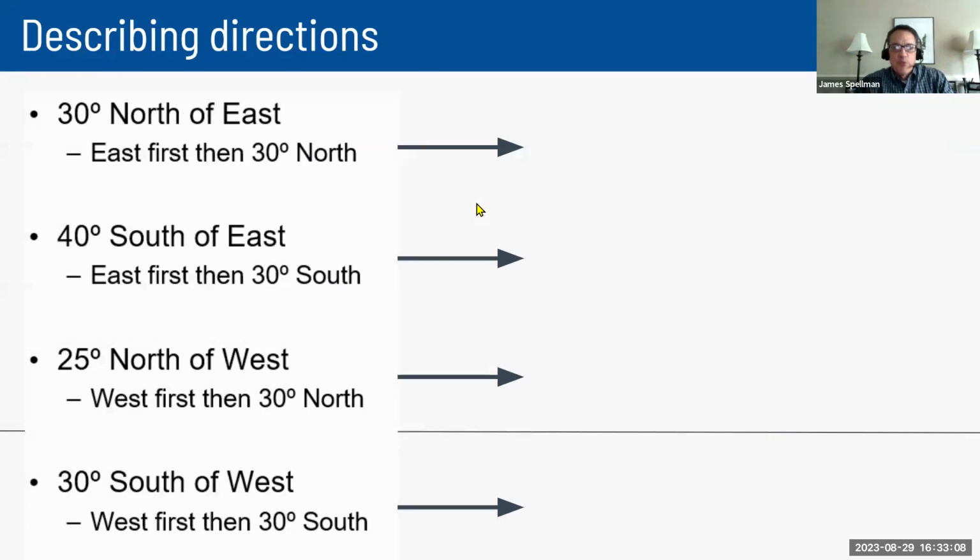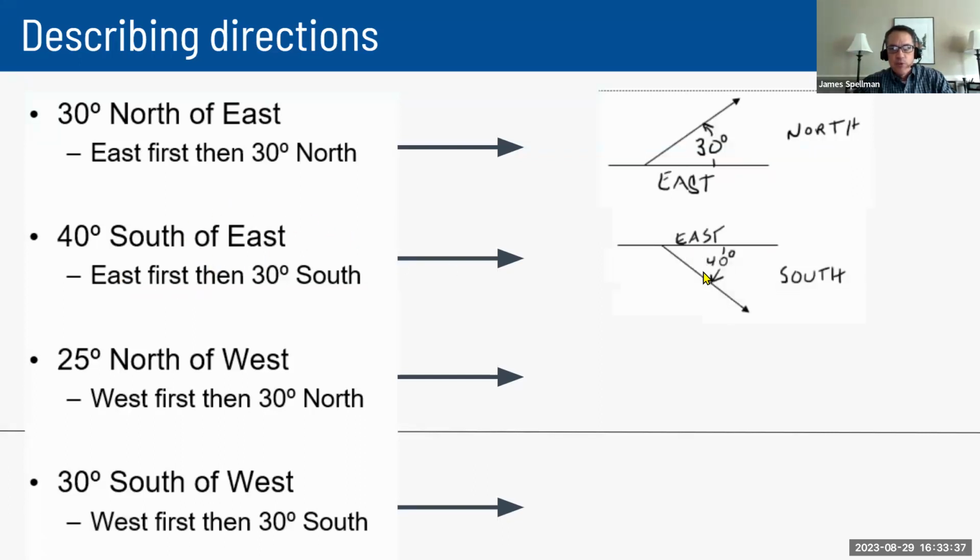So let's look at some examples. Hopefully we can draw these out. If I had 30 degrees north of east, I think first I need to look east first because I'm going 30 degrees north of that. So that would look somewhat like this, because the east is going to be a straight direction to the right and north is up. So we would be 30 degrees up from that. 40 degrees south of east, and the same thing. We look to the east first, and then our angle is going to be 40 degrees below that because south is going to be in the down direction.